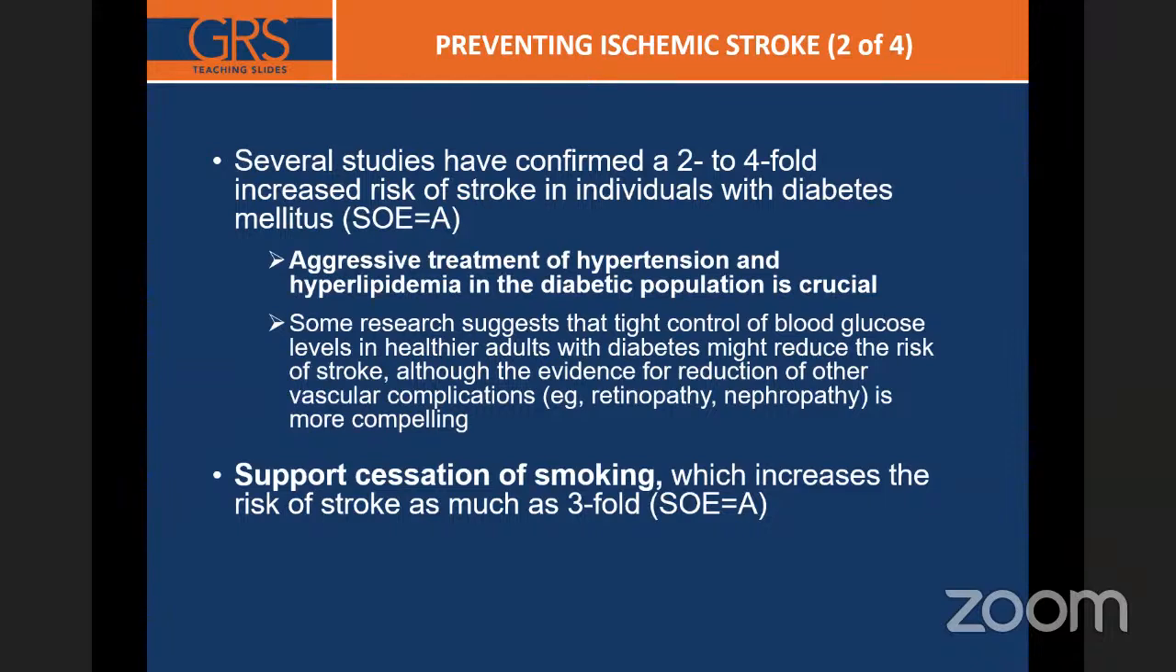So in brief, in those who have diabetes, we should control other risk factors that lead to stroke, like associated hypertension and associated hyperlipidemia. And also we can do tight control of blood glucose, which might help reduce the stroke and other microvascular complications. The third risk factor, which is smoking, we support cessation of smoking, which increases the risk of stroke as much as threefold.